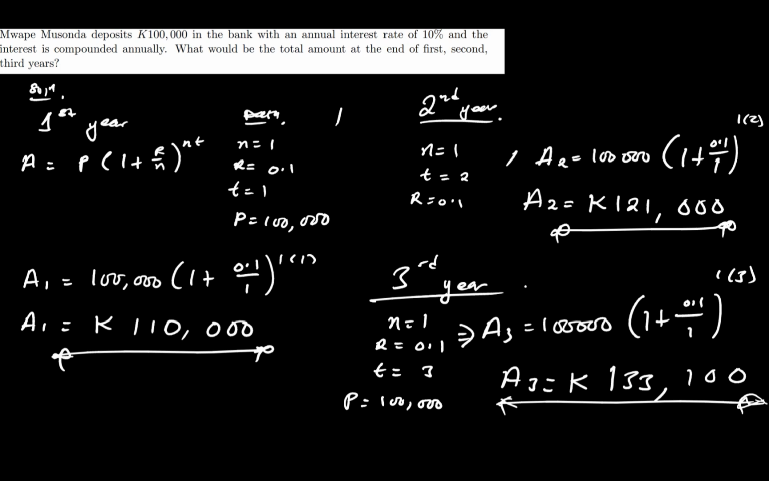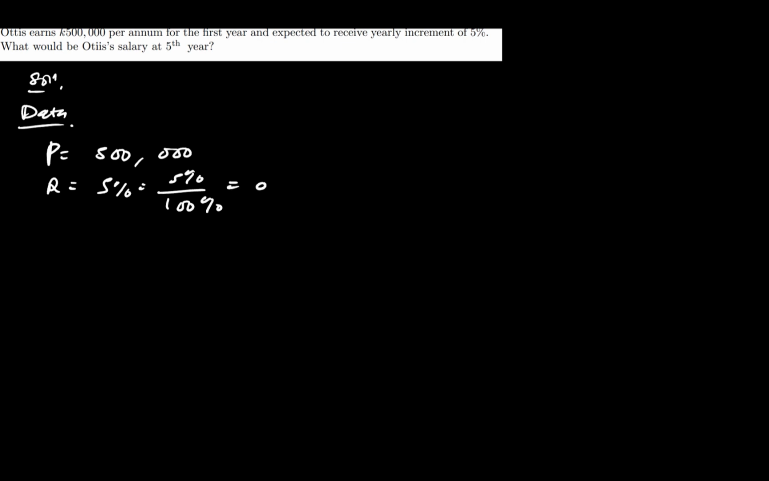Now moving on to the last question. It says Otis earns about 500,000 per annum for the first year and expects to receive a yearly increment of 5%. What would be Otis's salary at the fifth year? Now, all we have to do is to collect data. We know that the principal amount is 500,000. The rate is 5%, so 5% divided by 100% should give us 0.05. Then the time period is 5 years.